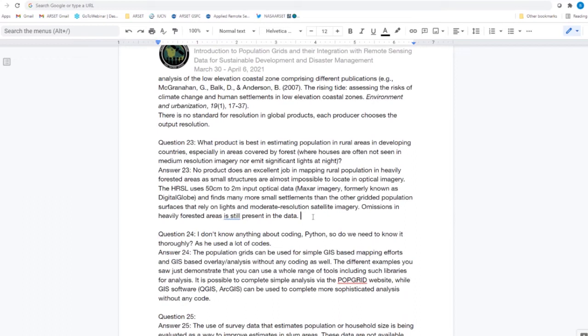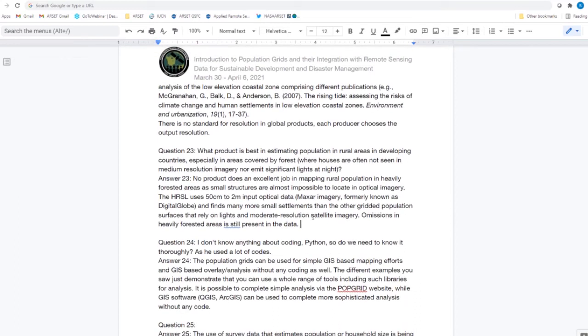None of the products are excellent at areas that are heavily forested, but the high resolution settlement layer, the HRSL, uses the highest resolution optical imagery of any of the products as an input, from 50 centimeter through to 2 meter in some areas. So it does the best job of finding small settlements in rural areas, and has the most detail for very small settlements out of all the products.